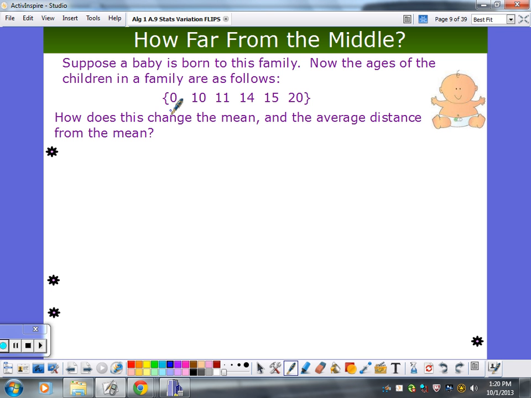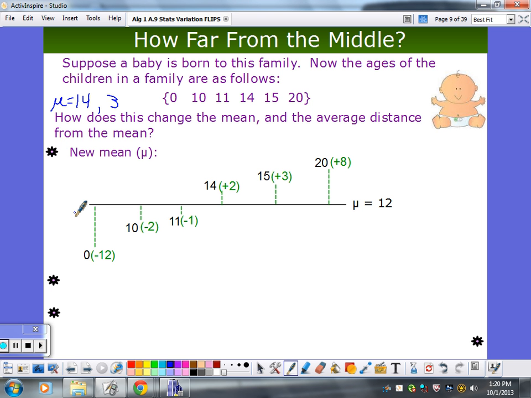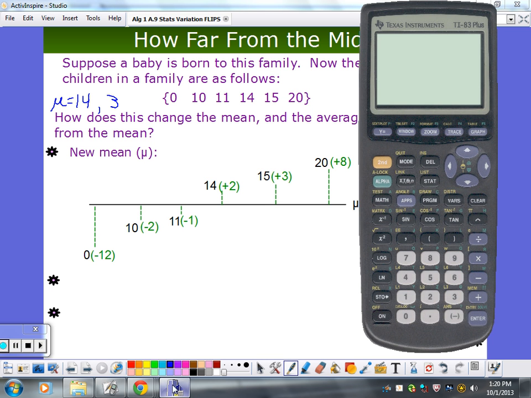So what's that going to do? Right? Before, let's remember what the numbers were. We had a mu of 14. Our average was 14, and we found that on average they were 3 years away from the mean, right? So now it's going to happen. 3 is our outlier. Well, it's an extreme, but let's see what happens. So now I have to find a new mean. So I'm going to use my calculator, hopefully. I'm going to go back to my list.